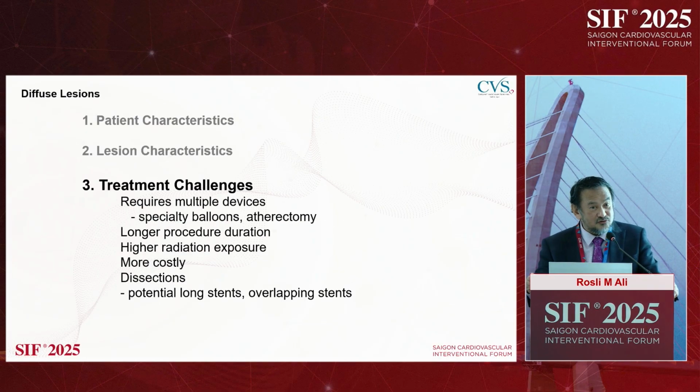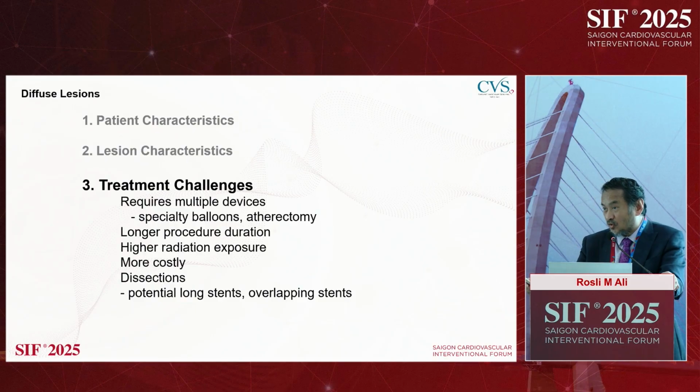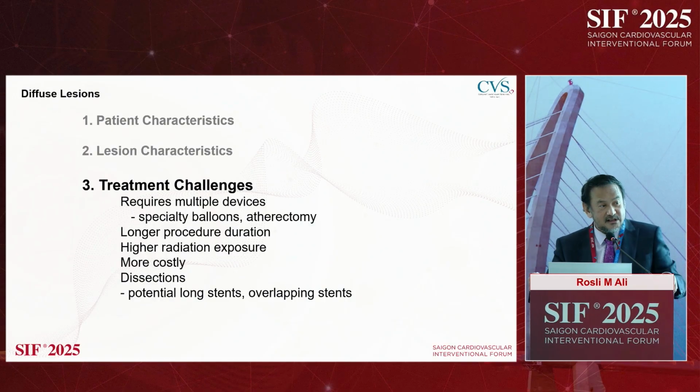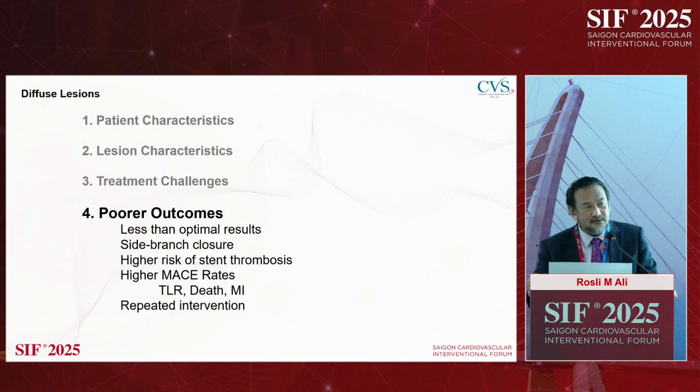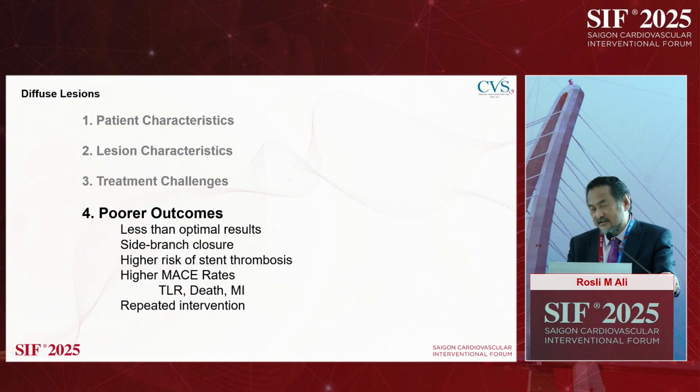Then obviously the treatment challenges: the procedure is going to take longer, use more devices, be more costly, and quite often you may even have to use two stents, the stents are long, and sometimes you have to overlap stents. And obviously they come with a poor outcome. So diffuse disease is still a challenge in terms of treating.